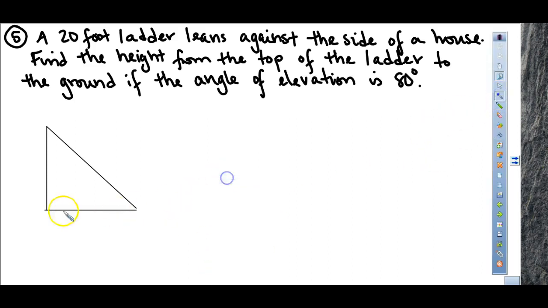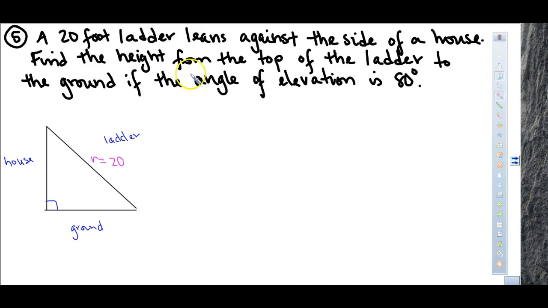So this is my right angle. So this is my house over here. Whoa, that's some ugly writing. Let me try that again. This is my house, this is the ground, and this is my ladder right here. Okay, so these are some things that I know. I know that my ladder is 20 feet. That's my r, because that's the hypotenuse of my triangle. So that is 20 feet.